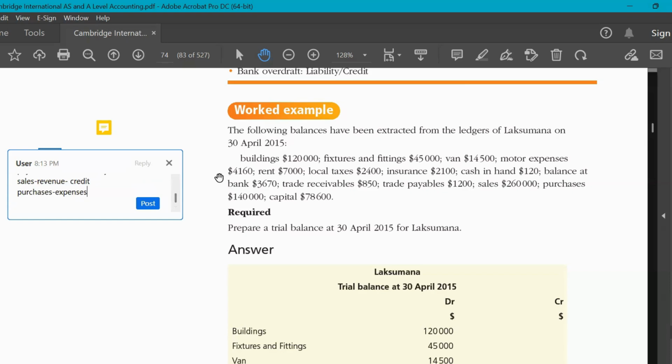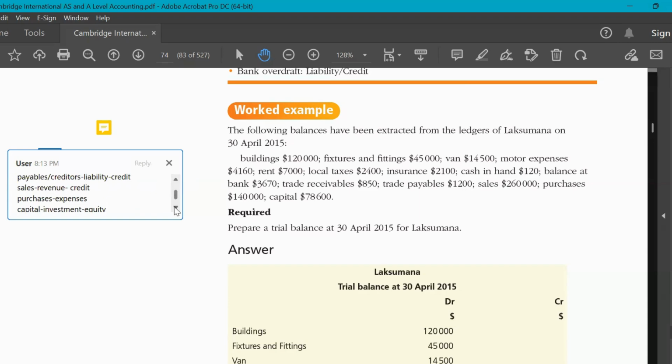And of course, last but not the least, you have the capital, and capital is always on the credit. Capital is the owner's investment in the business. So again, let me reiterate. This one is your investment in the business. It represents your equity, which is on the credit side.